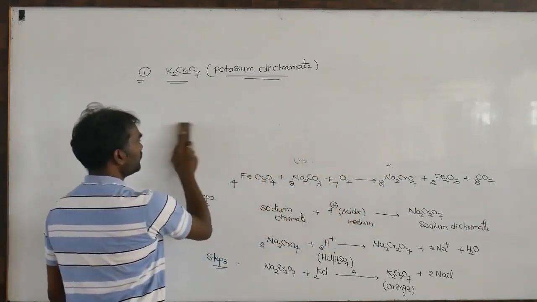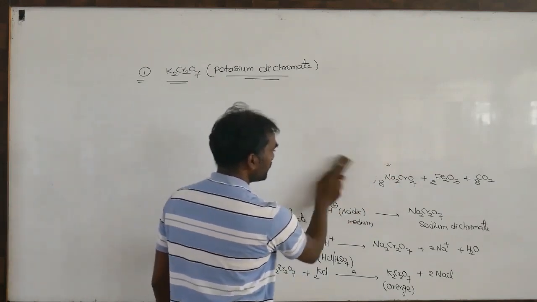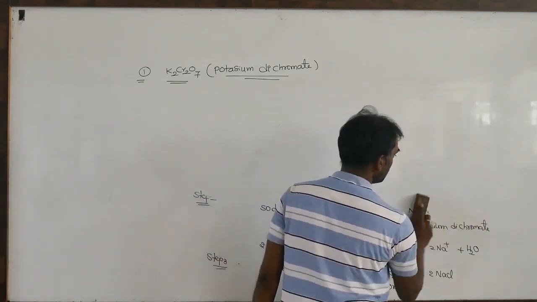Next, we see the structures. So the important compounds here are 2.